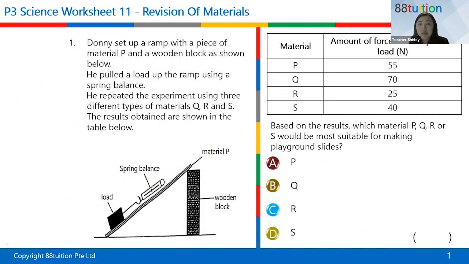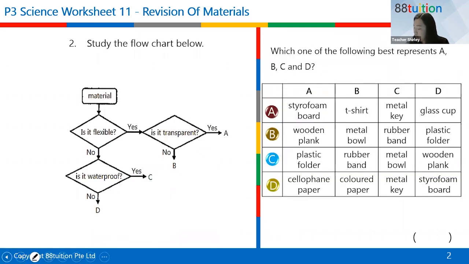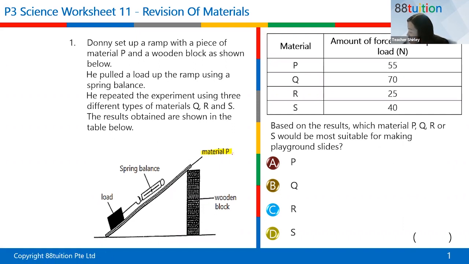Now let's take a look at the first question. Donnie set up a ramp with a piece of material P and a wooden block as shown. He pulled a load up the ramp using a spring balance. He repeated the experiment using 3 different types of materials, Q, R, and S. So basically he replaced this material with Q, R, and S.